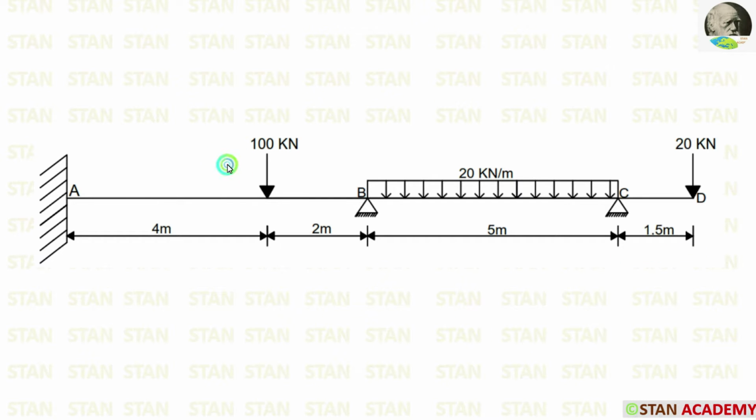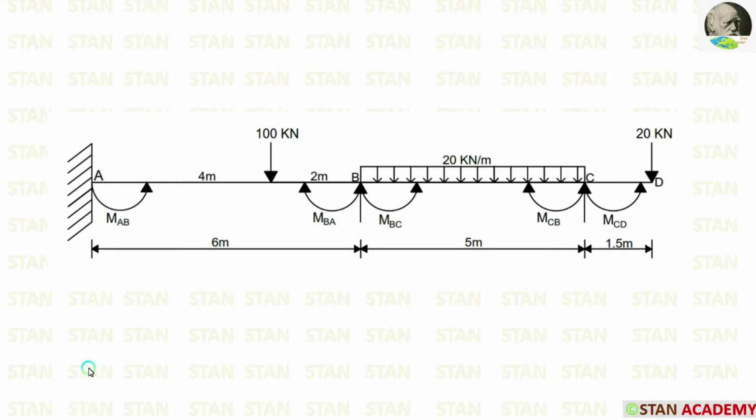In the span AB, we are having a point load 100 kN acting at 4 meter from the point A. In the span BC, we are having UDL 20 kN per meter acting for the full span. In the overhanging span CD, we are having a point load 20 kN acting at 1.5 meter from the point C. In the point A, we are having a fixed support. In the point B and in the point C, we are having hinged support.